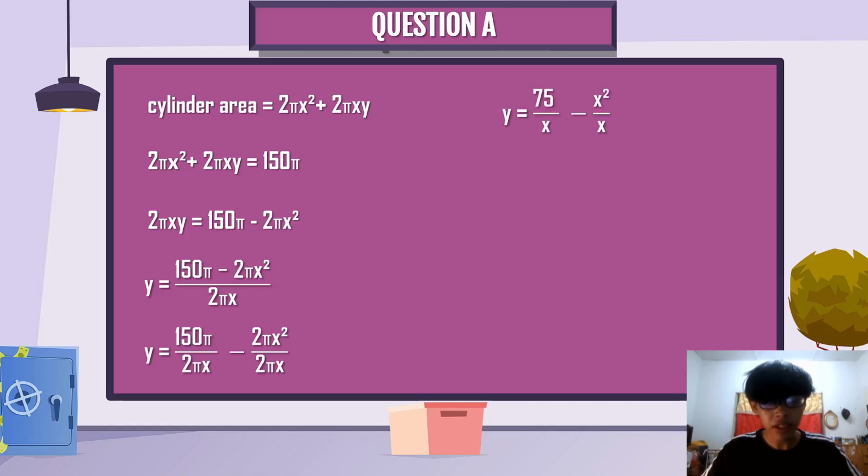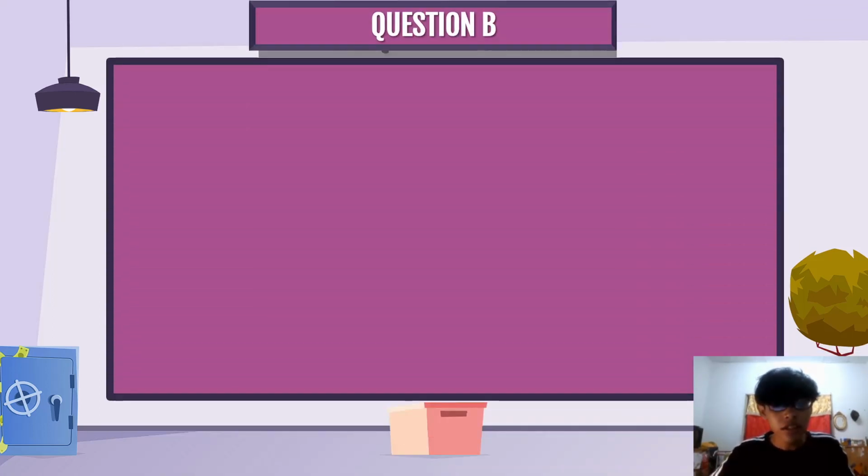After we simplify it, it will become 75 over x minus x squared over x. And lastly, write the real answer, which is 75 minus x squared over x. For question B, first step, we must know and write the cylinder volume formula, which is pi x squared y.